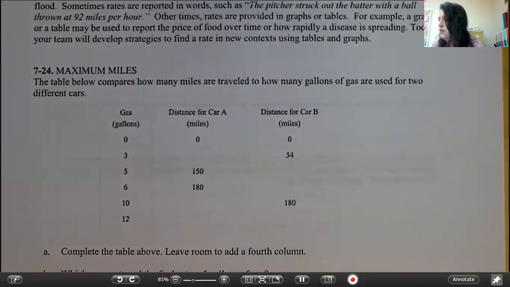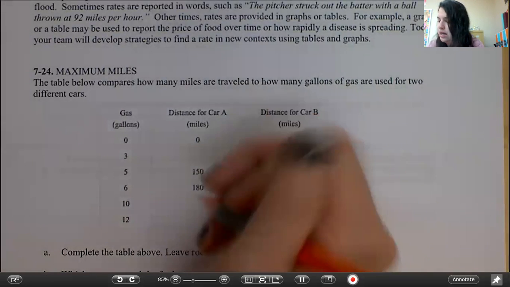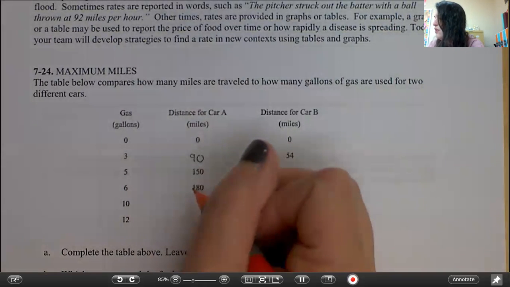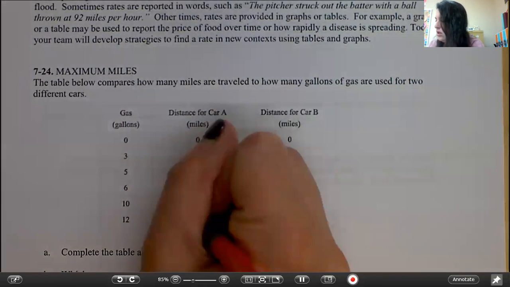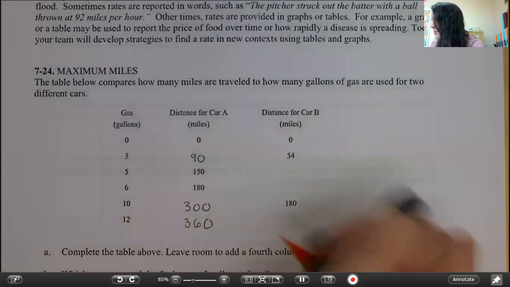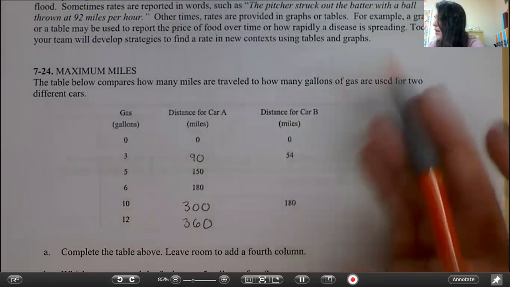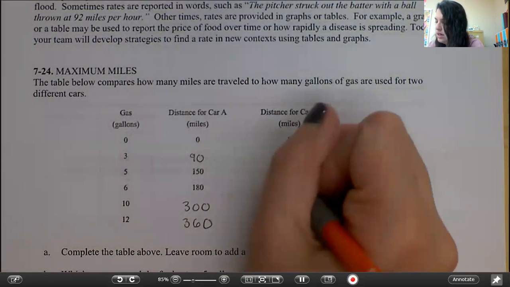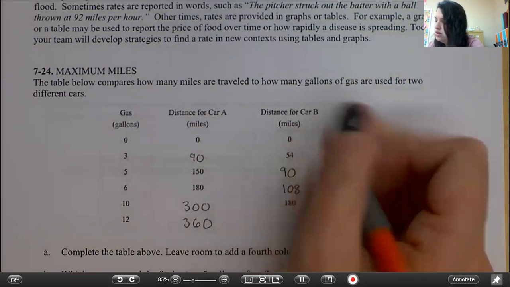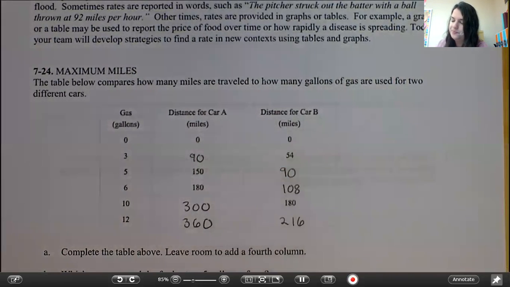Okay, if you're back with me, then you filled in the table. Distance for car A: at 0 gallons, 0 miles; 3 gallons, 90 miles; 5 gallons, 150; 6 gallons, 180; 10 gallons, 300; and 12 gallons, 360. Distance for car B: 0 gallons, 0 miles; 3 gallons, 54 miles; 5 gallons, 90 miles; 6 gallons, 108 miles; 10 gallons, 180 miles; and 12 gallons, 216 miles.